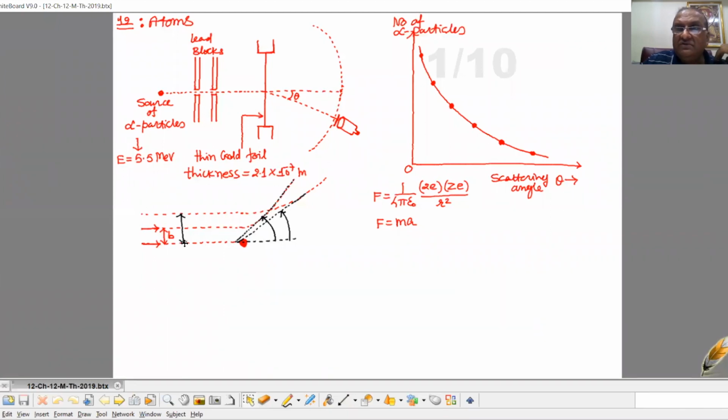So they observe this thing, alpha particle is not able to reach at the center of this particular atom.